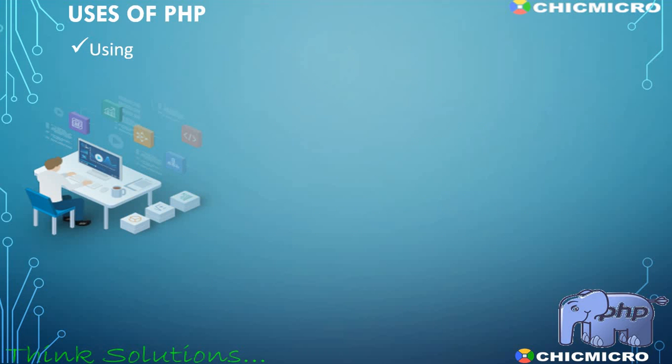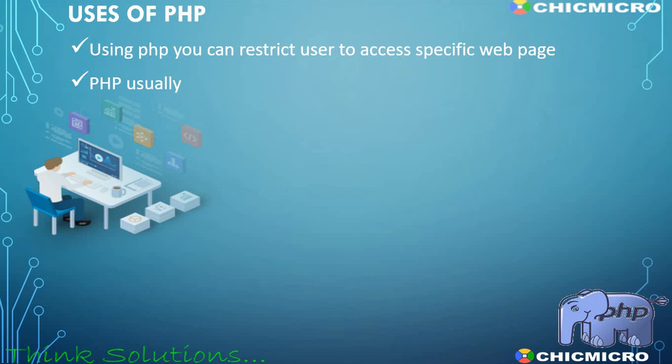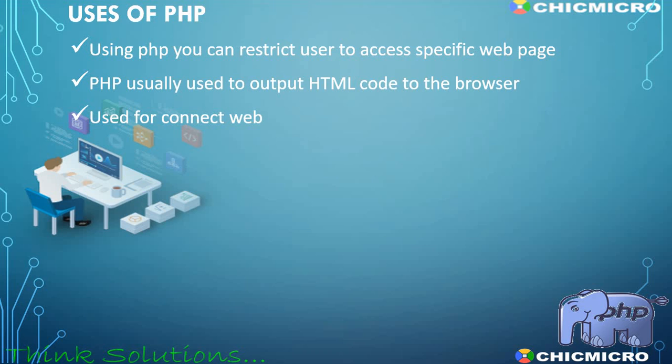We can also use PHP to restrict users, like if you want to control users, what we call user authentication and authorization to access a specific page. Not every user is the same; an admin is different from a visitor. So we can actually restrict who comes to our page. Then PHP is used to output HTML code to the browser.